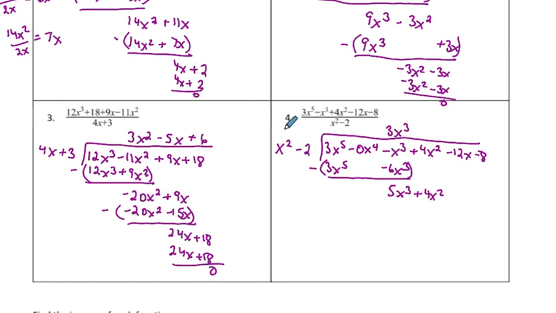Now 5x cubed divided by x squared is 5x. So we can put plus 5x. So 5x cubed minus 10x. 5 times 2x, so minus 10x. And when we subtract that, we need to bring down our 4x squared. Now, look at where we have negative 12 minus negative 10. So negative 12 plus 10 is negative 2. So minus 2x.